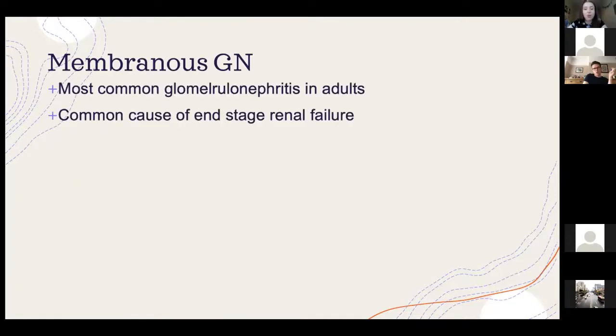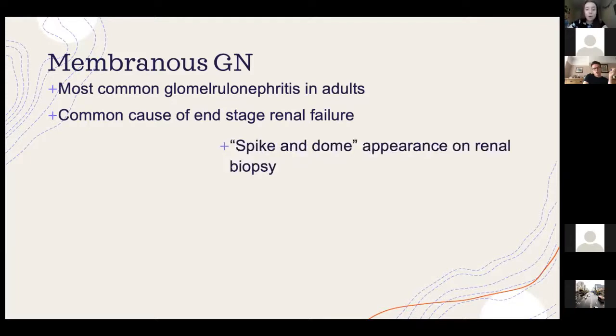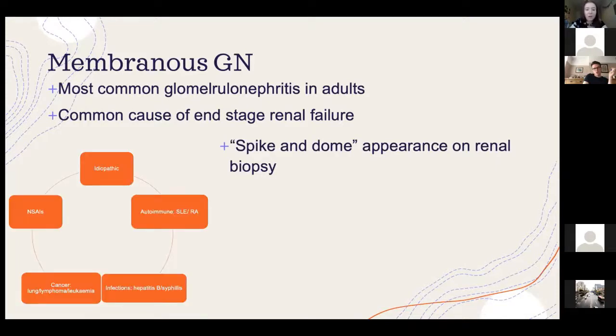So the next nephrotic syndrome is membranous GN. This is the most common glomerulonephritis in adults. So whereas minimal change is in children, membranous is in adults, and it's quite a common cause of end-stage renal failure. On renal biopsy, you'd expect to see a spike and dome appearance, just one of those other buzzwords. And the main causes, as expected, idiopathic, NSAIDs, but also autoimmune disease are quite a common underlying factor.